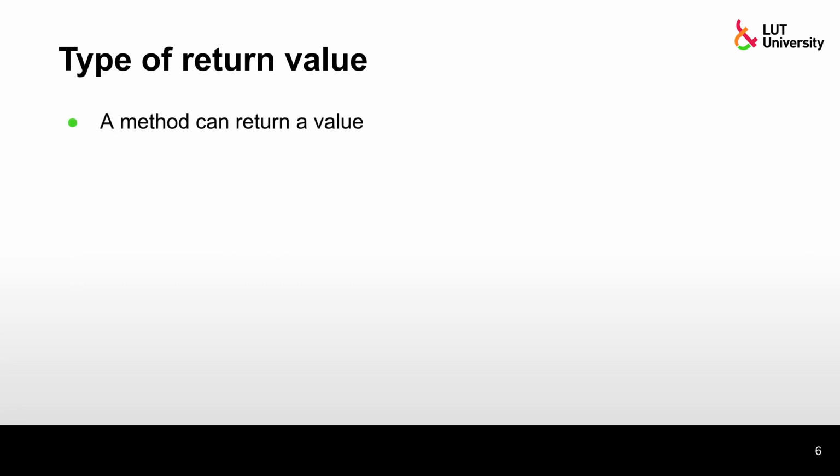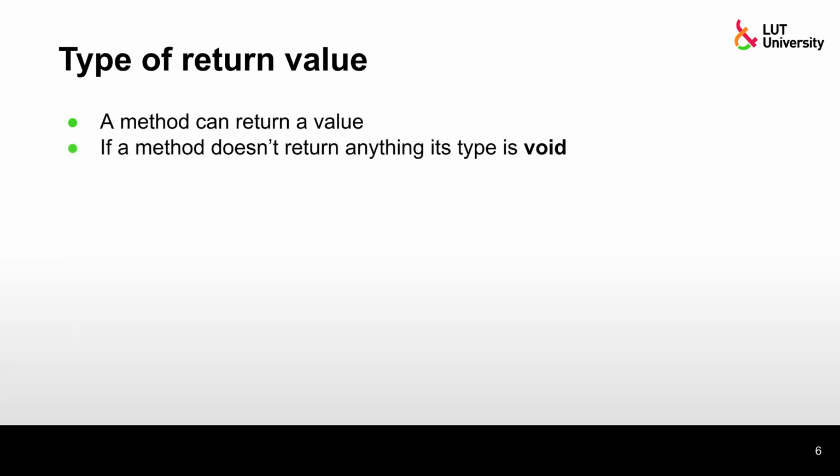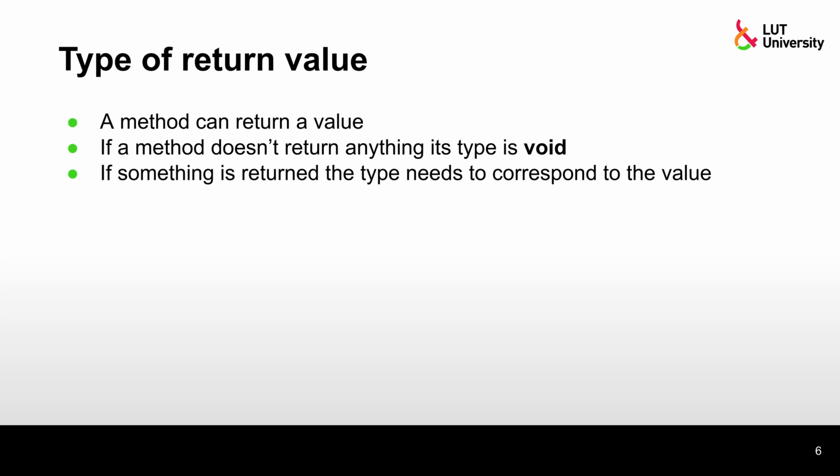The type of the return value: we know that the method has to return something. If it doesn't return anything, then the type is void. So if we have a method that is only, let's say, printing something, then we define that the return value is void, so we are not expecting the method to return anything. For example, System.out.println is only printing. We are not using any return value, we are just printing text. And if something is returned, then the type needs to correspond to the value.